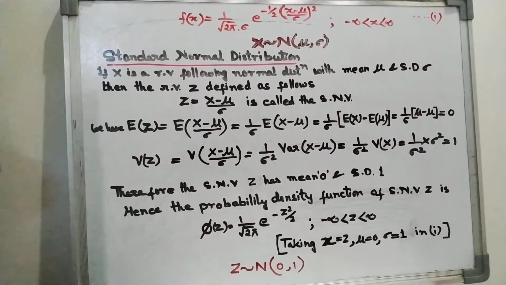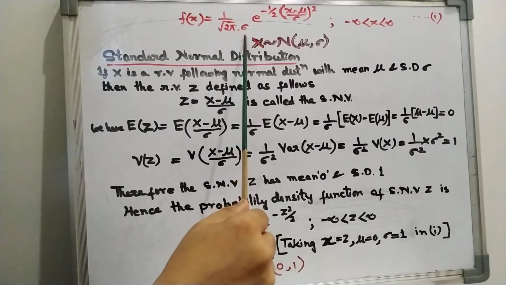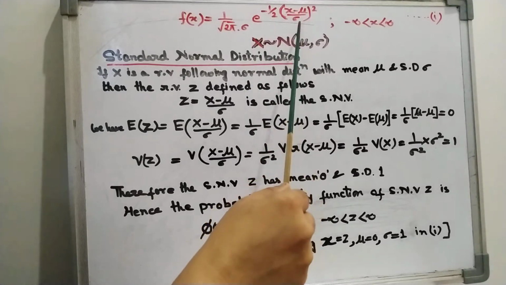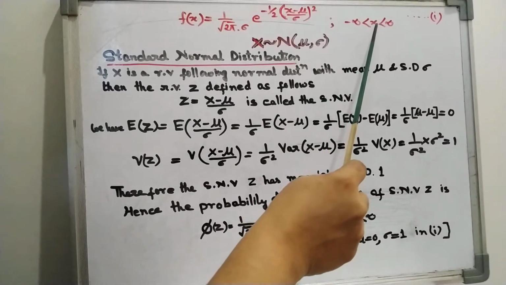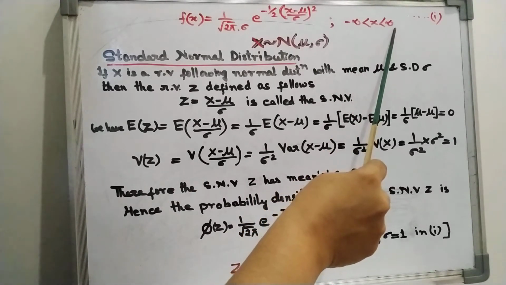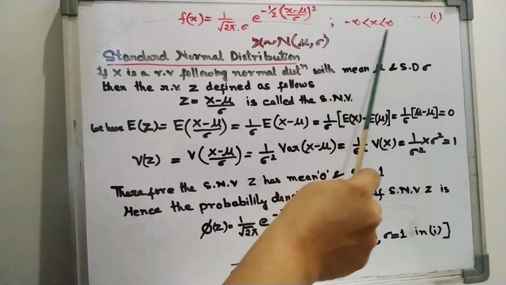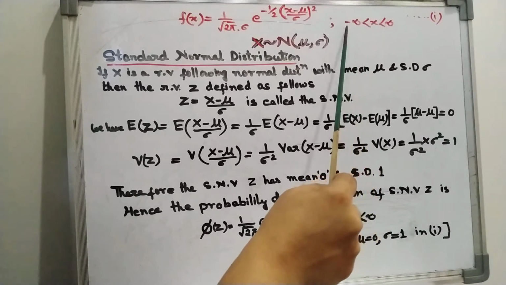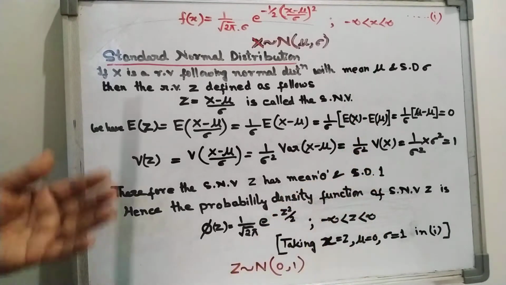The form is f(x) equal to 1 by root of 2 pi sigma, e raised to the power minus half, (x minus mu divided by sigma) whole square, where x lies between minus infinity and infinity. That means the minimum value of x will be minus infinity and the maximum will be infinity. Here x is a normal variate.